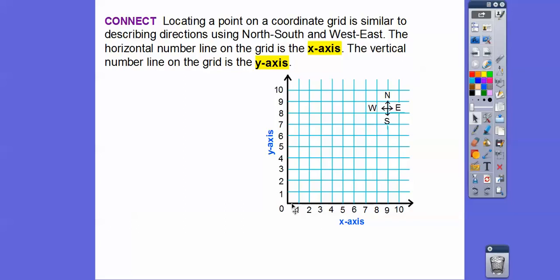And then the vertical line, the up line right here, is called the y-axis. So here's y equals 1, y equals 2, y equals 3, and 4, and so on. So we can plot some points on here.